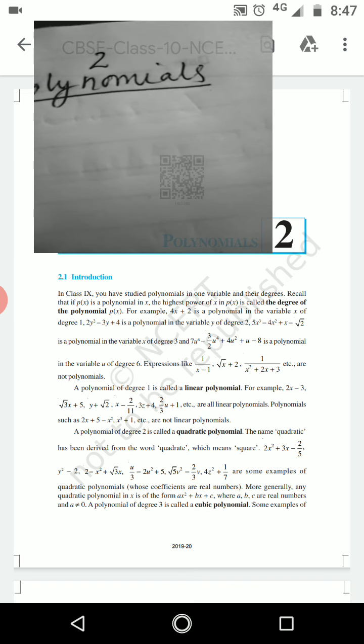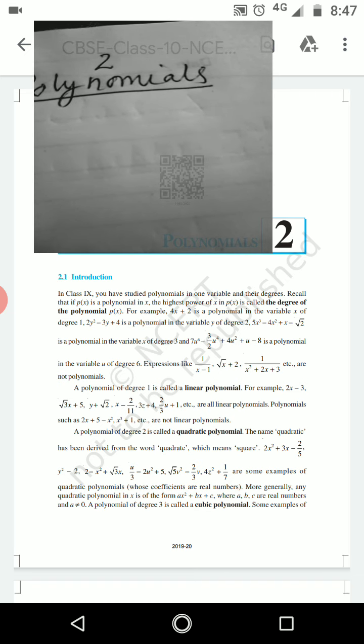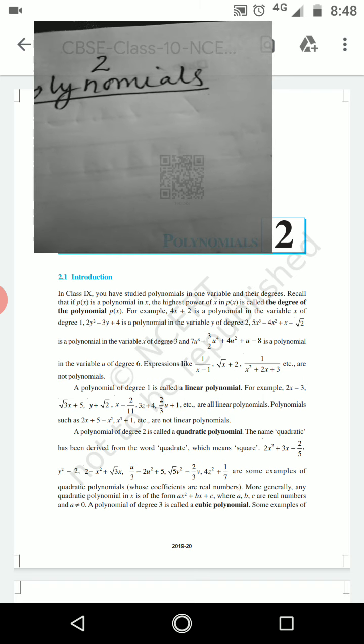In class 9th, you have studied polynomials in one variable and their degrees. If p(x) is a polynomial in x, the highest power of x in p(x) is called the degree of the polynomial. For example, 4x plus 2 is a polynomial in the variable x of degree 1. 2y square minus 3y plus 4 is a polynomial in the variable y of degree 2.